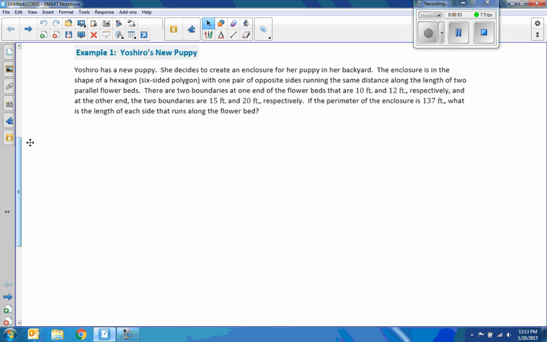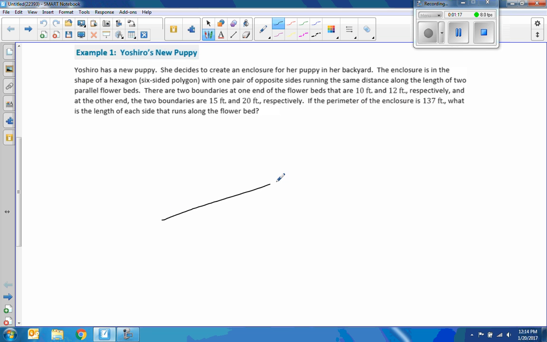Example 1. Yoshiro's new puppy. Yoshiro has a new puppy. She decides to create an enclosure for her puppy in her backyard. The enclosure is in the shape of a hexagon, which is a six-sided polygon, with one pair of opposite sides running the same distance along the length of two parallel flower beds. So that's the first part of information we need.